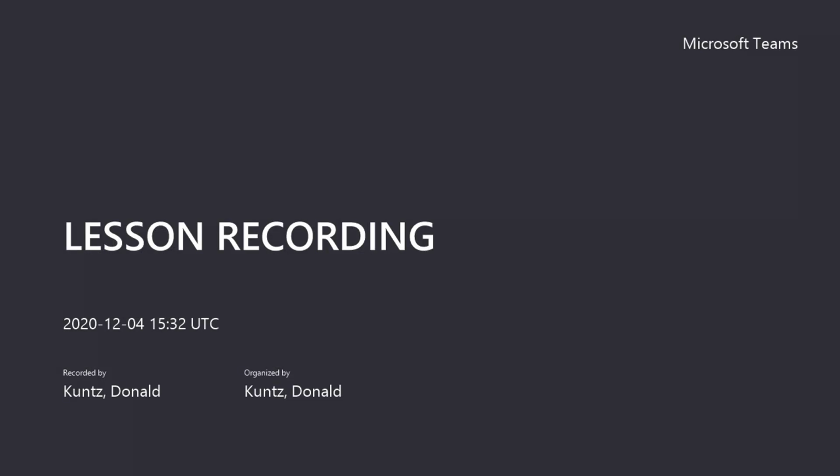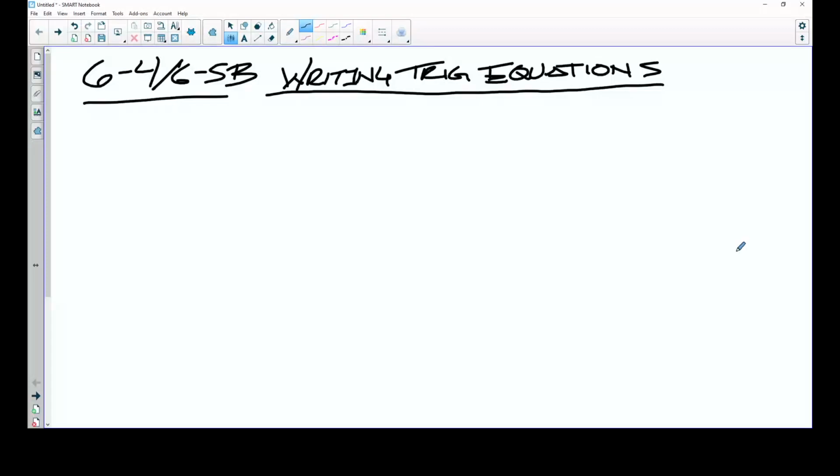All right, folks, we're back to revisiting 6.4 and 6.5. We're now going to reverse the process. Up to this point, you've been given functions and you had to graph them. Now we're going to look at given either graphs or the characteristics of a graph or an equation. You have to write the equation. All right, what's that going to look like?